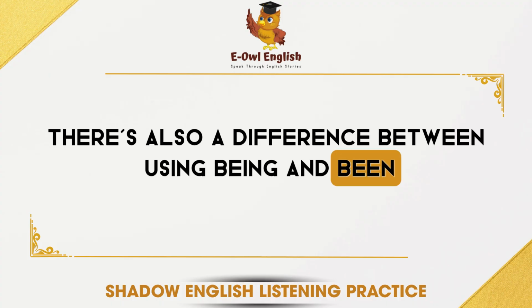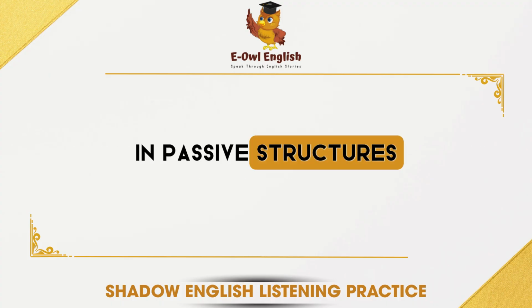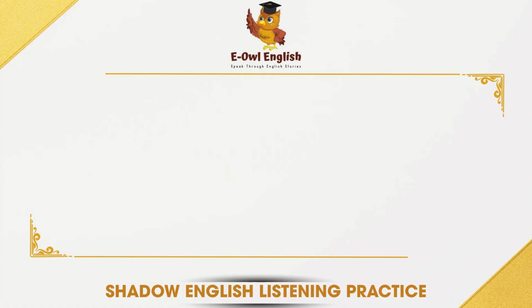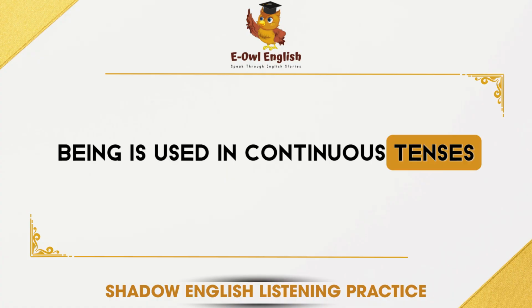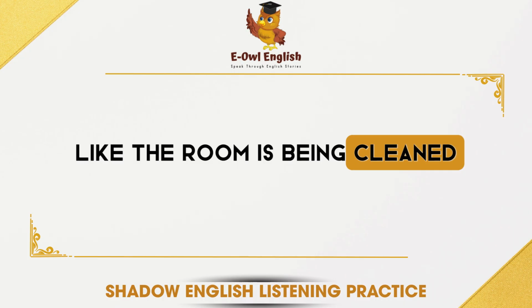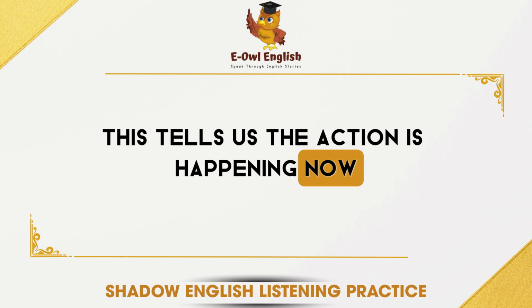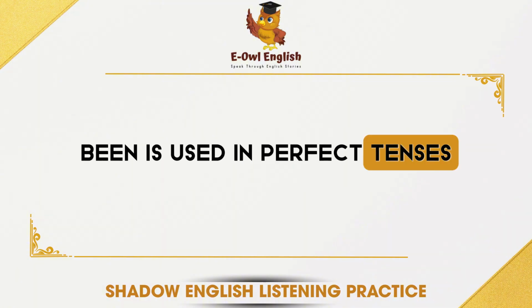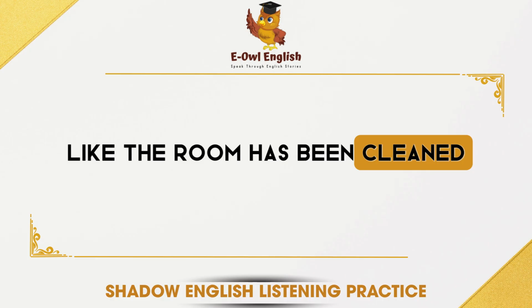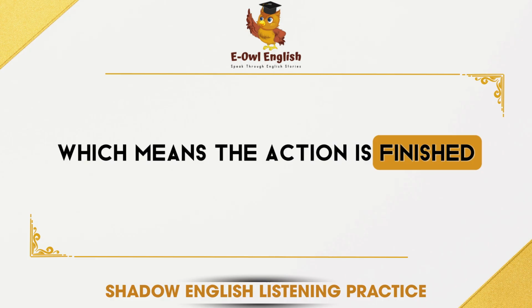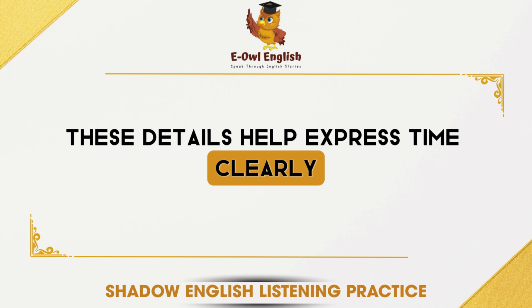There's also a difference between using "being" and "been" in passive structures. "Being" is used in continuous tenses, like "the room is being cleaned." This tells us the action is happening now. "Been" is used in perfect tenses, like "the room has been cleaned," which means the action is finished. These details help express time clearly.